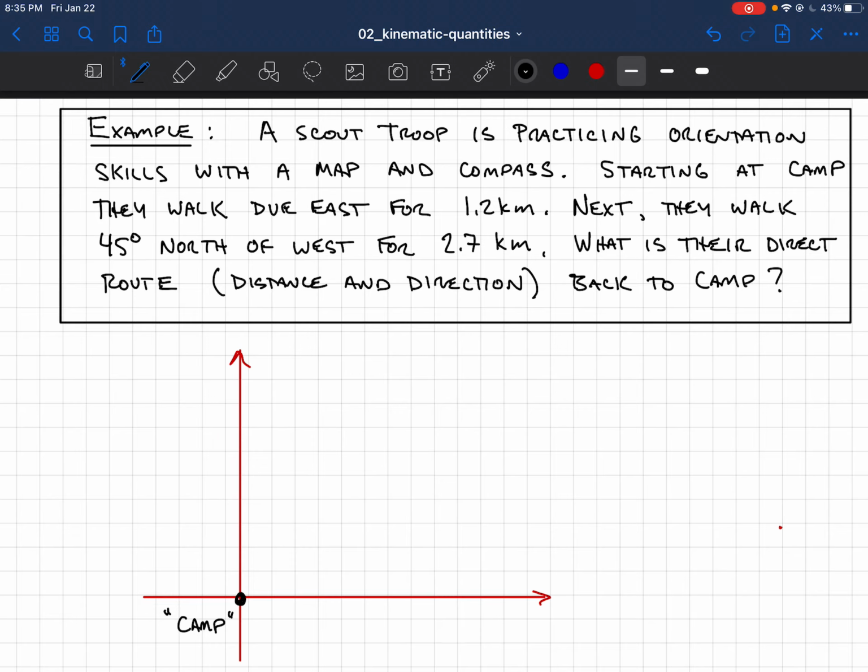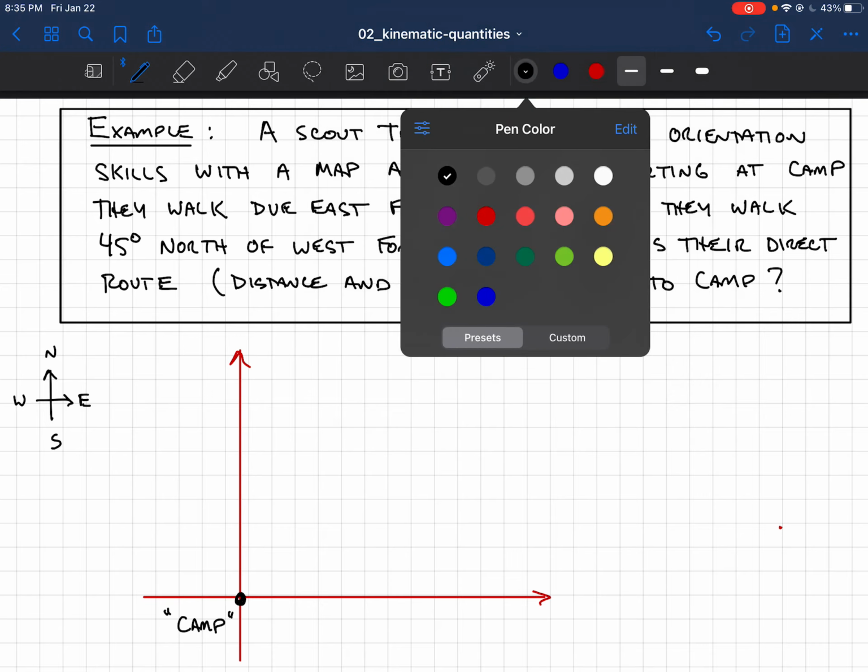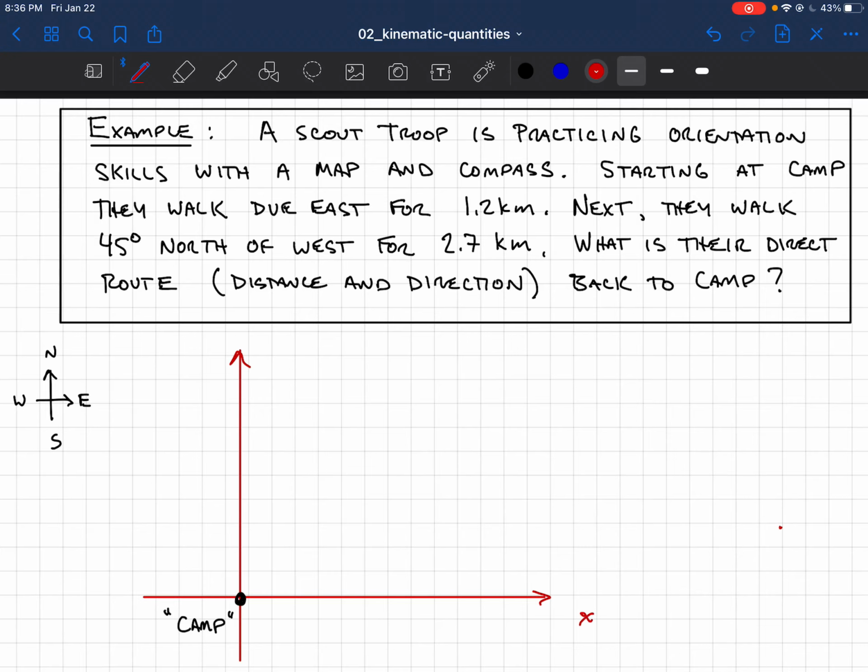Now let's show what is described in the problem. It says that they walk east. So if this is a map, remember north, east, south, west look like this. If they walk east, then that means they walk directly along what I could call the x-axis here. So they walk to this point here. That's their first stop, and that's going to take them 1.2 kilometers.